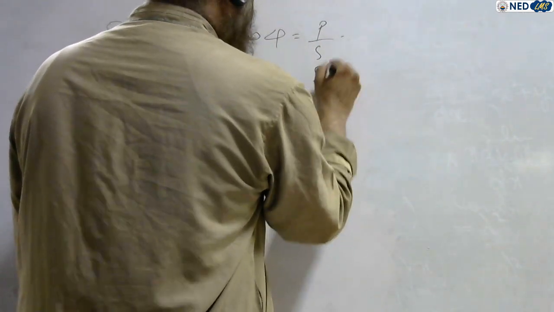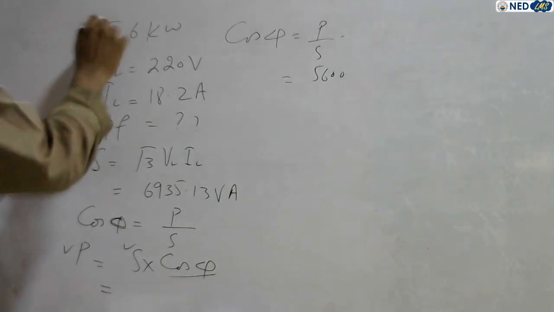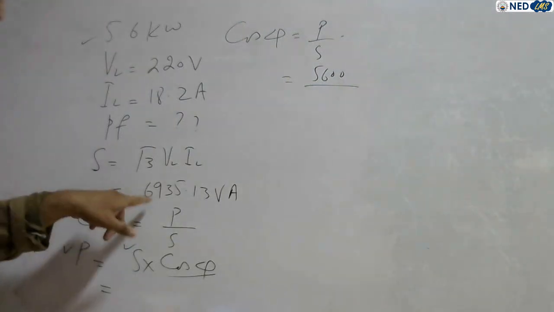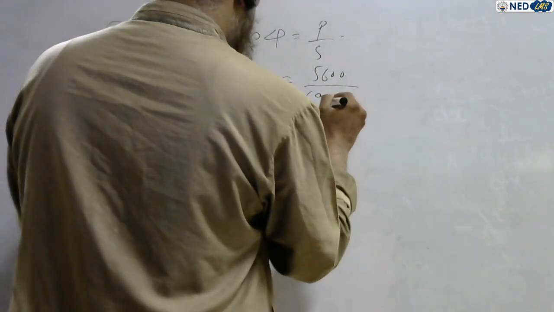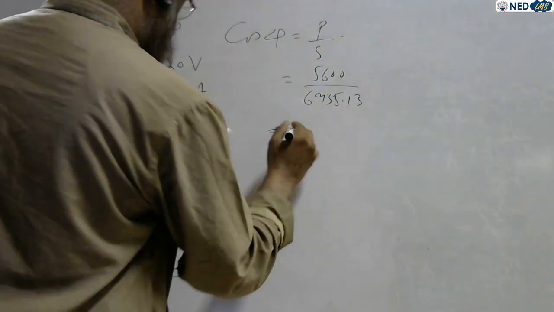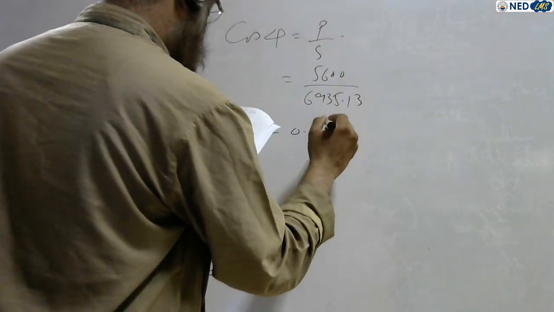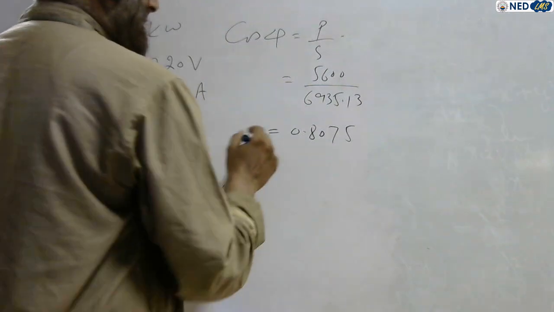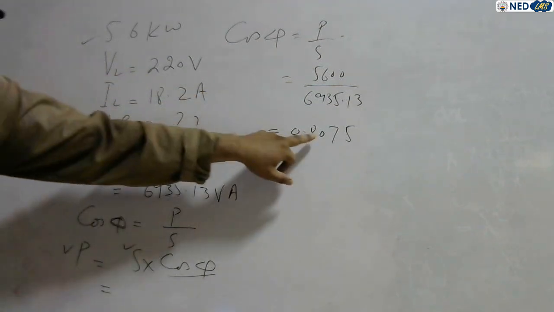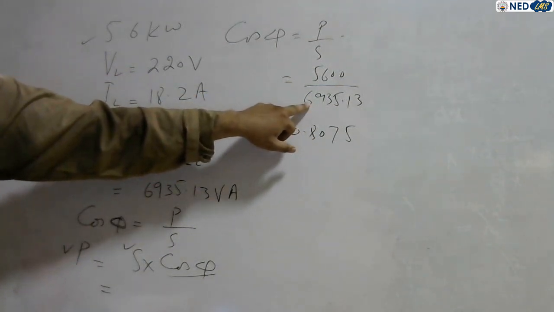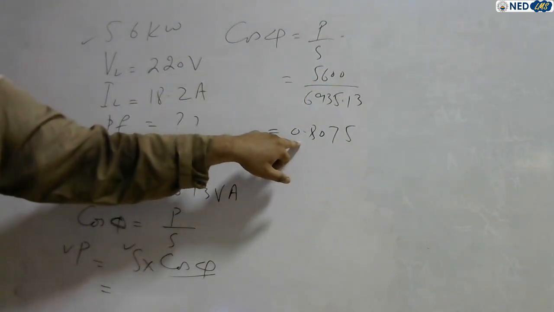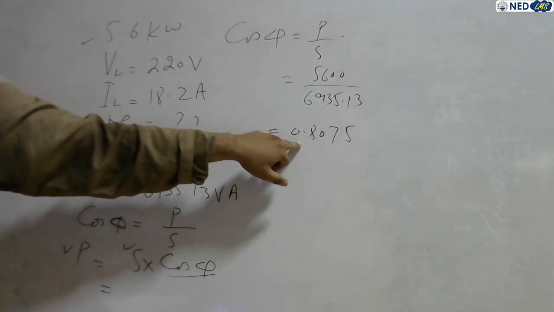Cos phi equals P over S. P means active power, 5600. The active power was given as 5.6 kilowatt. And the ratio to apparent power, which we just calculated. So divide 5600 by 6935.13, and it comes out to be 0.8075. What does it mean? It means the motor is utilizing 80% of this power. This is apparent power supplied by the source. This is active power utilized by the load. So 80% power is utilized by the motor. This is the meaning of power factor.